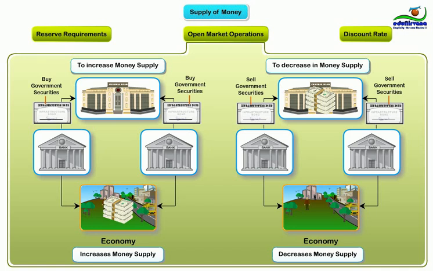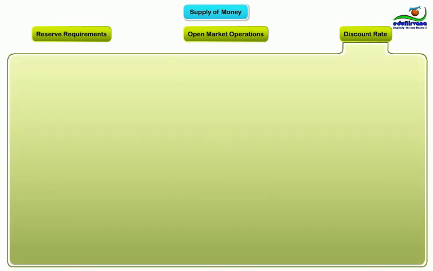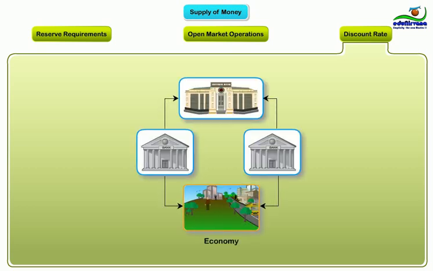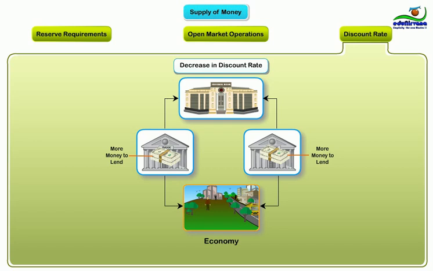The third tool that I use is the discount rate, the interest rate on the loans that the central bank makes to banks. When the central bank decreases the discount rate, the banking system borrows more from the central bank and has more money than it had before, and this additional money can be lent onwards. So, a decreased discount rate increases money supply in the economy.